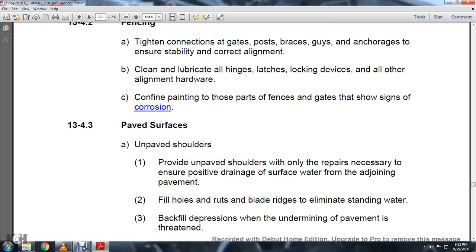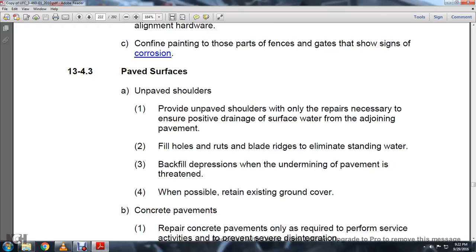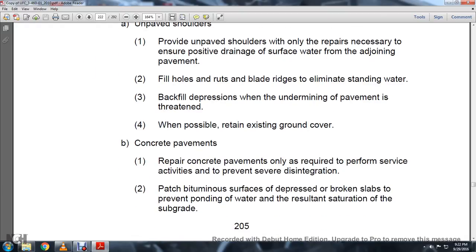13.4.3 Paved surfaces, unpaved shoulders. Repair unpaved shoulders only as necessary to ensure positive drainage of surface water. Adjoining the pavement, fill holes and ruts and blade ridges to eliminate standing water. Backfill depressions undermining the pavement, and protect threatened areas, retaining existing ground cover. Concrete pavements: repair concrete pavements only as required to perform the surface activities to prevent surface disintegration.